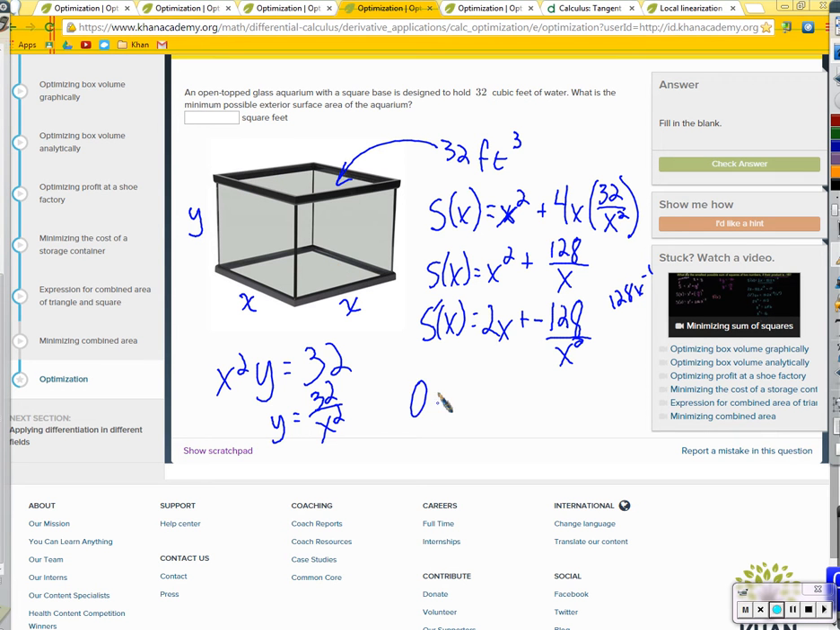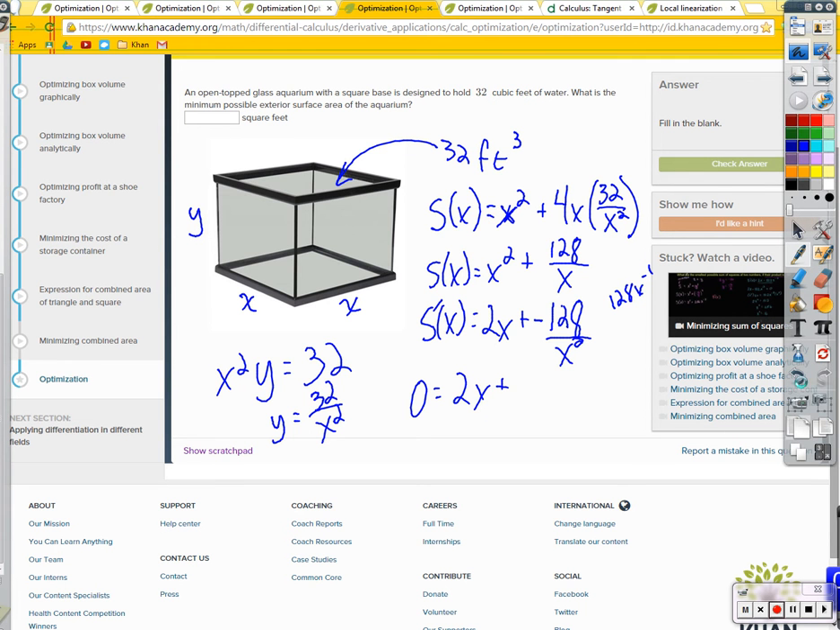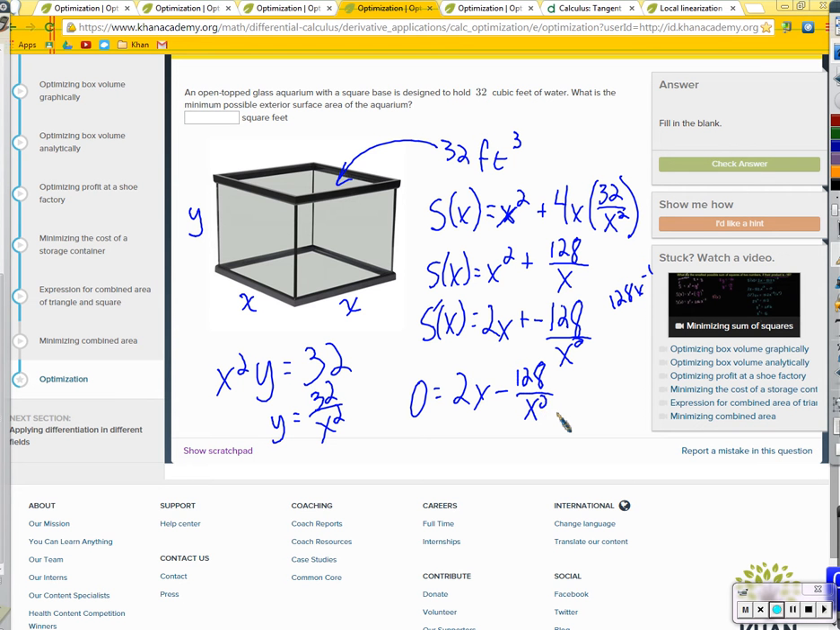So we set it equal to 0. x plus, I don't want to put plus and negative again, minus 128 over x squared. And I'm just going to multiply both sides by x squared. Gets left an x squared denominator. Of course, this times x squared is 0 still. 2x times x squared is 2x to the third, minus 128. Add 128, divide by 2. x cubed equals 64.